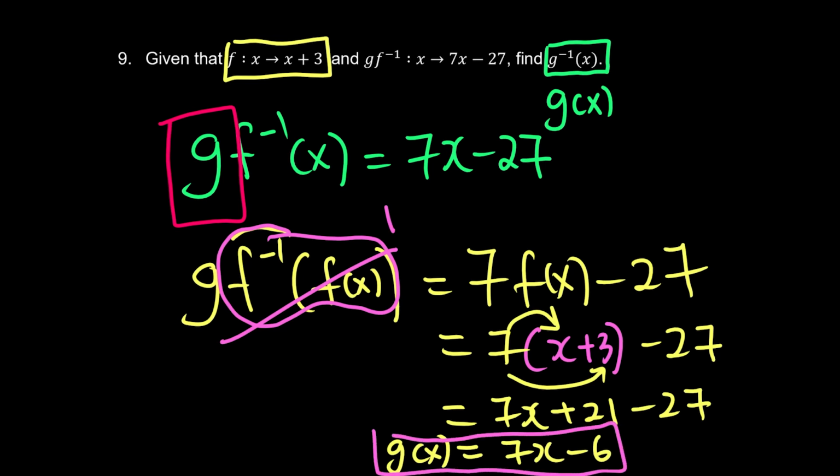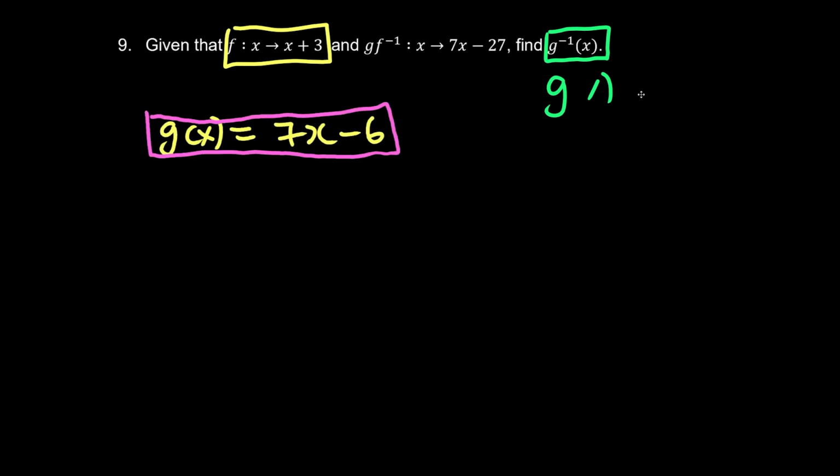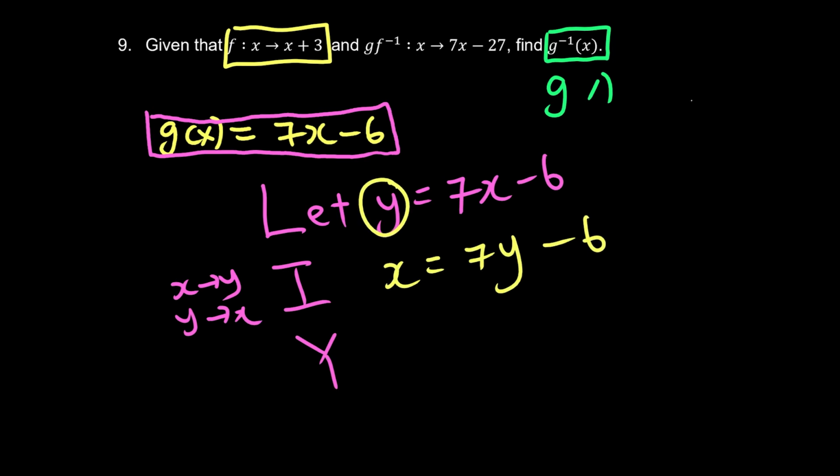So after we get our gx, what should we do? We just need to find the inverse. So let me erase everything here and pull this one up a little bit. Okay, so now we want to find g inverse. How to find inverse functions is very easy, right? Let y equal 7x minus 6. Then interchange: x becomes y, y becomes x. So we will have x equals 7y minus 6. Can you see that? And the last step is just to solve for y.